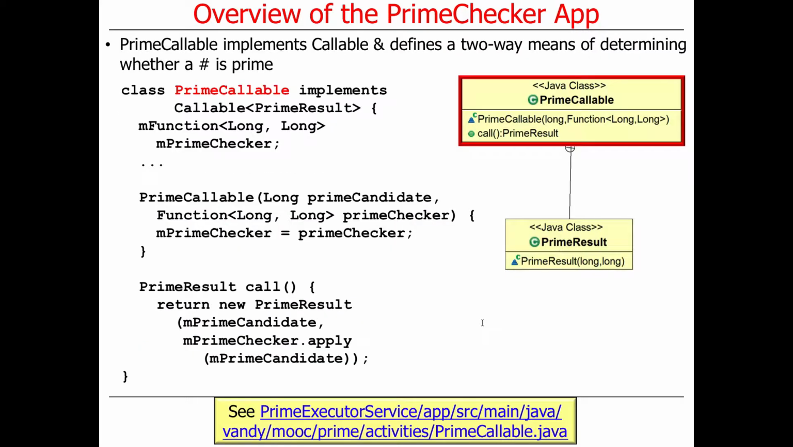We have a class called PrimeCallable, and as it suggests, it implements the Callable interface. And as you recall, Callable is parameterized with a type. In this case, it's going to be something called PrimeResult. I'll talk about what that is in a second. And the PrimeCallable will define a two-way means of determining whether a number is prime. So when it's called, it's going to be running in a background thread, and it's going to go ahead and check for primeness. And when it's finished, it'll return a result. And we'll see what that result looks like in a second.